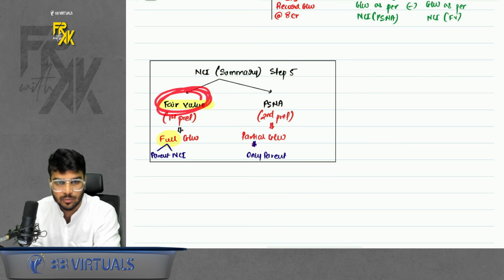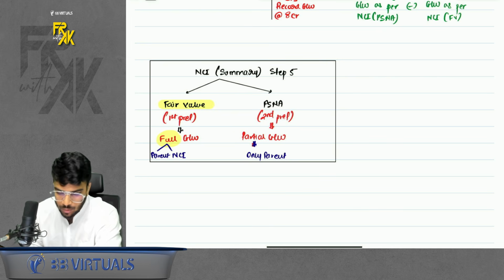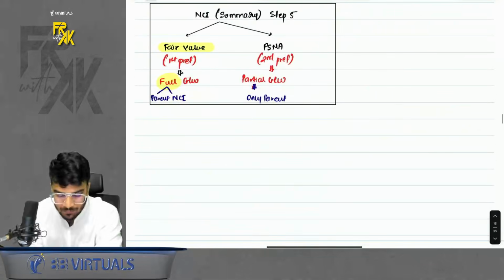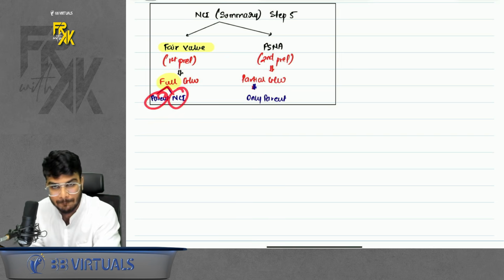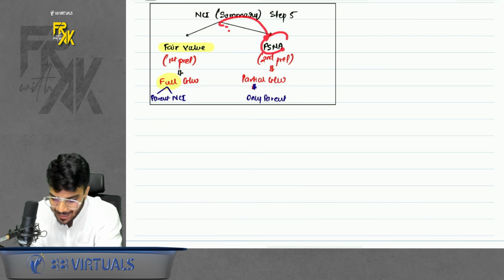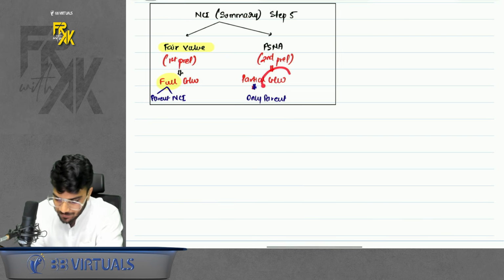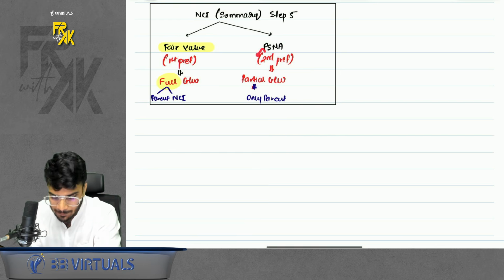If you calculate NCI by fair value, then whatever goodwill will come in step number 6 will be full goodwill. Remember we discussed this. What is the meaning of full goodwill? Full goodwill means that goodwill will belong to the parent as well as NCI. But if you calculate NCI as per PSNA, the goodwill which you get in step number 6 will be partial goodwill. Partial means goodwill only belongs to the parent.